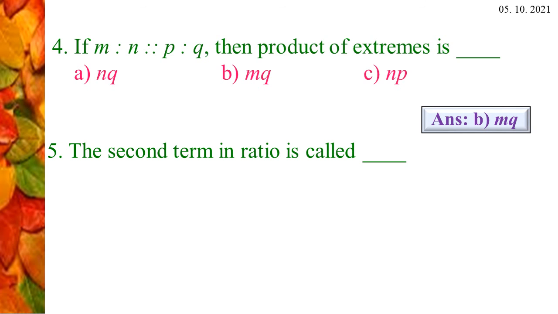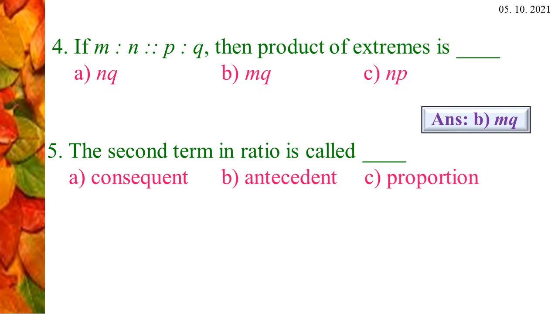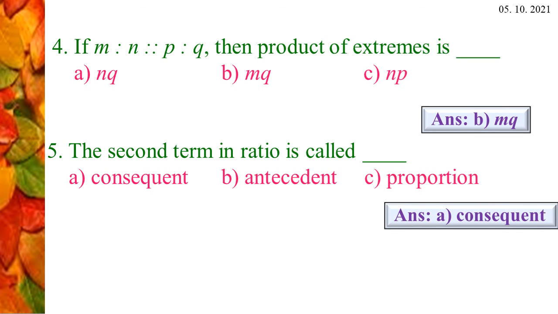Fifth question, the second term in a ratio is called dash. Option A, consequent. Option B, antecedent. Option C, proportion. Answer A, consequent.